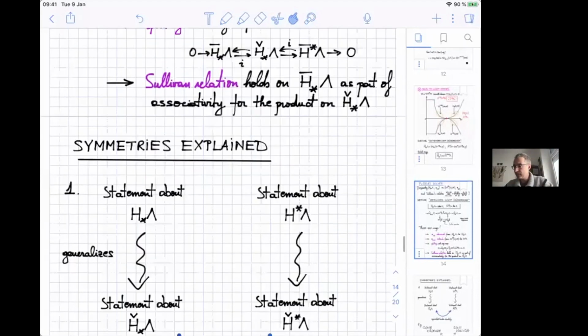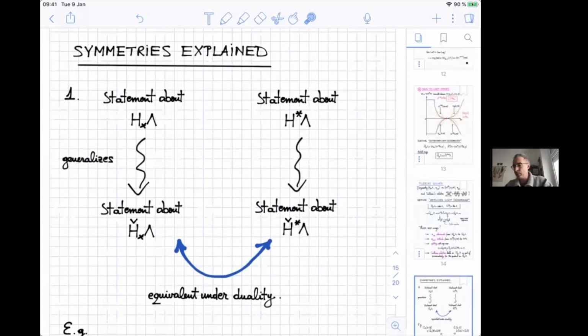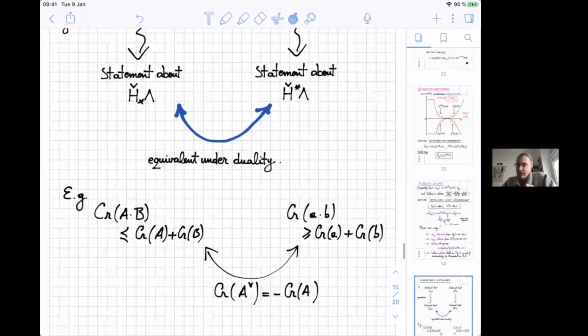So how are the symmetries explained? Well, any statement about homology gets generalized to a statement about extended loop homology. Similarly, for cohomology, we get generalizations, and these are equivalent under duality. For example, the one that I presented about critical values: here we had this fundamental homological inequality. On the other side, we had the other fundamental homological inequality. But when we go via Poincaré duality, from extended homology to extended cohomology, the critical values change sign. So if we plug in a minus sign here, of course, this gets transferred into that. But there are many more aspects to this kind of playing around with critical values.